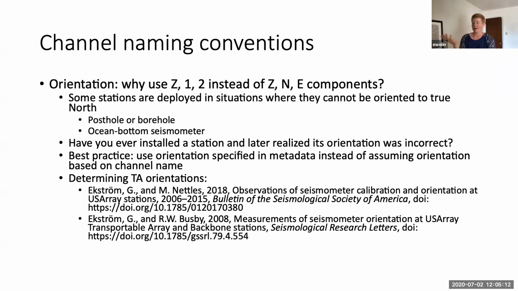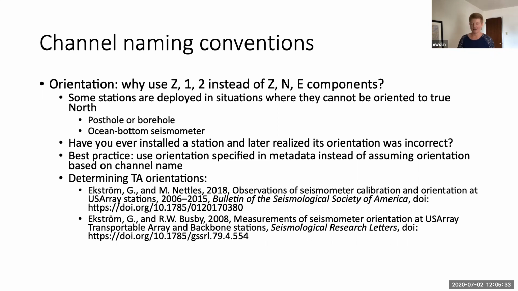It may seem odd, but for a lot of portable deployments, I know for Spree, for example, we named our horizontals north and east, and we made sure that they were always pointed north and east. However, there are a lot of cases where you can deploy a station without being able to orient it to true north.